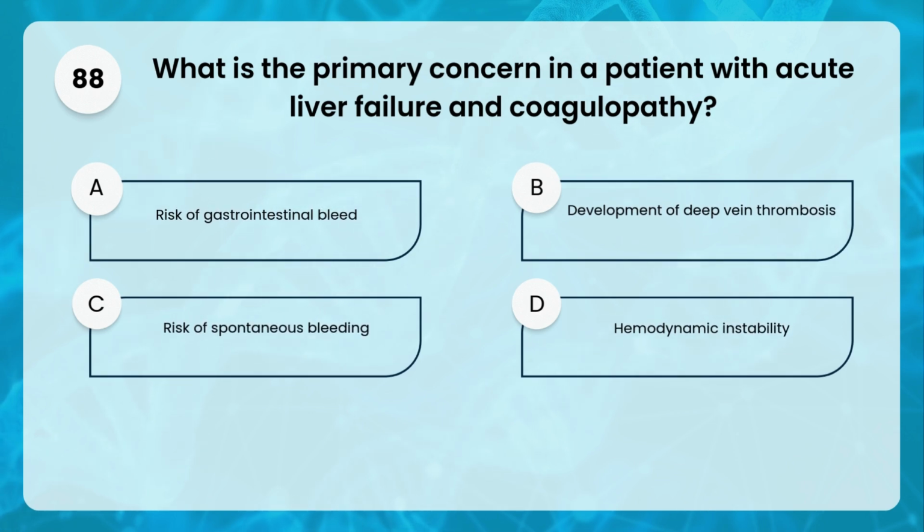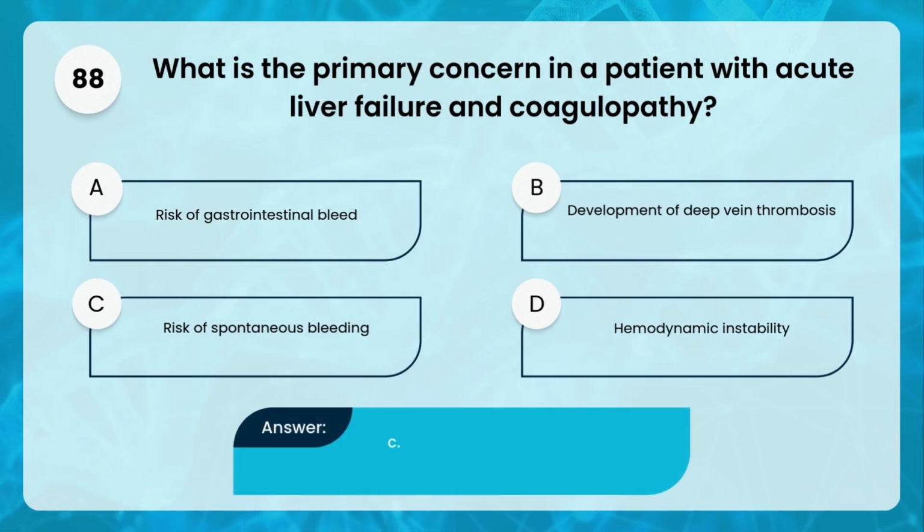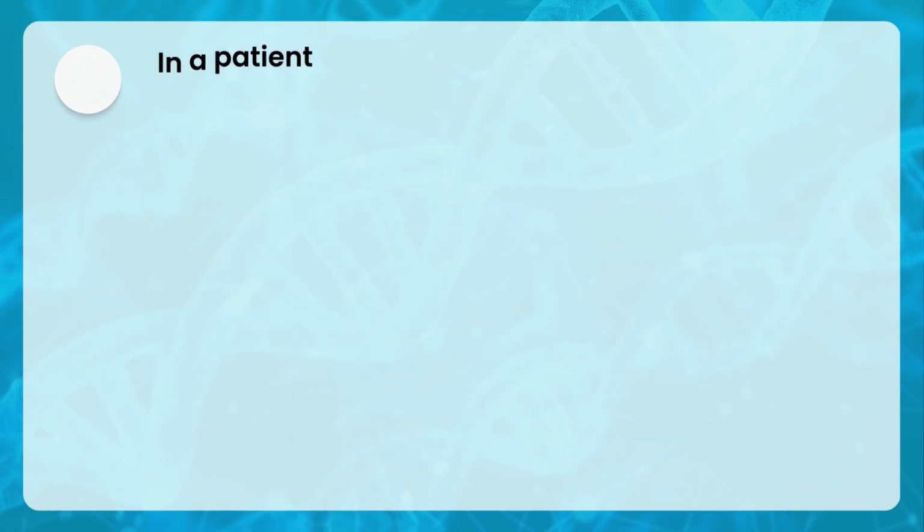88. What is the primary concern in a patient with acute liver failure and coagulopathy? A. Risk of gastrointestinal bleed. B. Development of deep vein thrombosis. C. Risk of spontaneous bleeding. D. Hemodynamic instability. The answer is C. Risk of spontaneous bleeding.